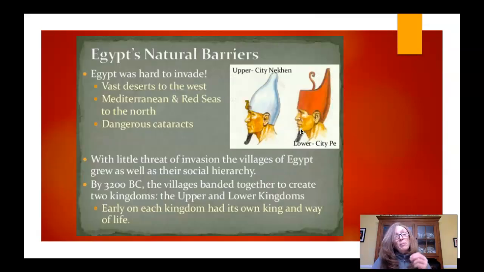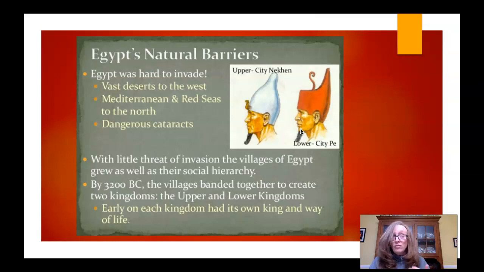So one of the other benefits that the ancient Egyptians had was amazing natural barriers. And because they had these strong natural barriers, it made them very difficult to invade. On either side of the Nile River Valley were these deserts, especially those deserts to the west. That's a huge, huge desert, so it makes it very difficult for any invaders to come from the west. Now they have the Mediterranean Sea to the north, they have the Red Sea to the east, so they also have these water barriers to protect them.